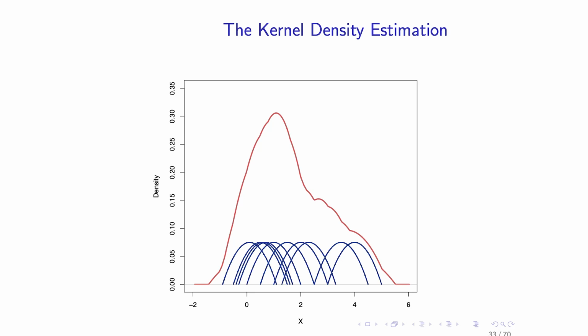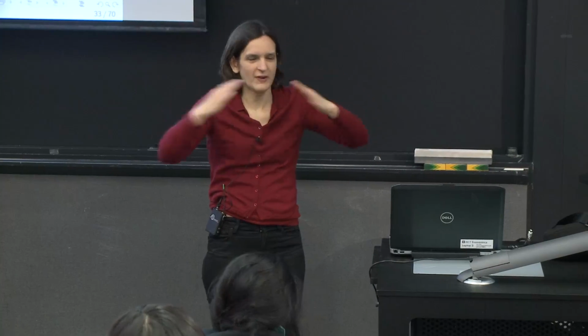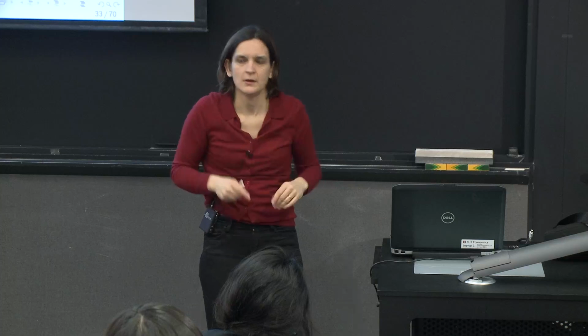Is it important to know the height of these kernels? How do you determine it? The height is determined by the bandwidth, basically, because they have to integrate to 1. They become flatter if the bandwidth is larger, or higher if the bandwidth is smaller, so that they integrate to 1.